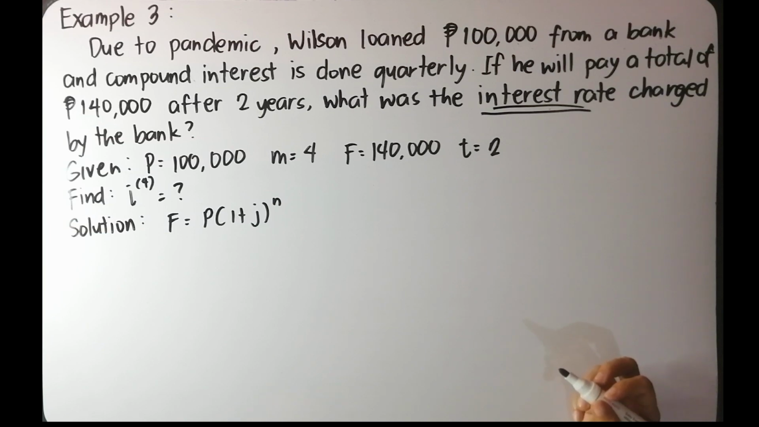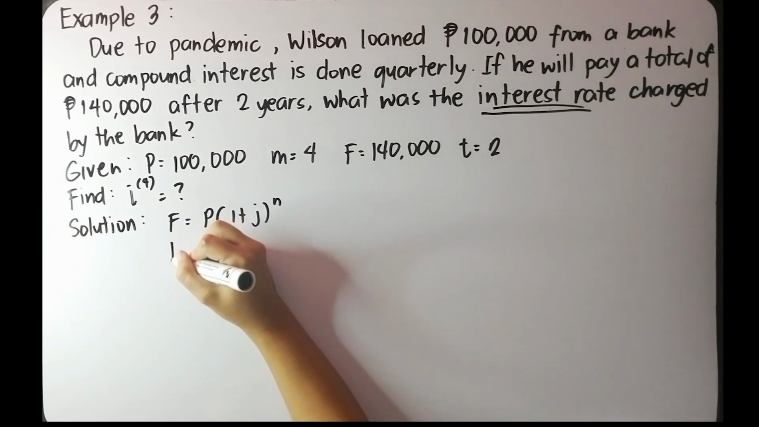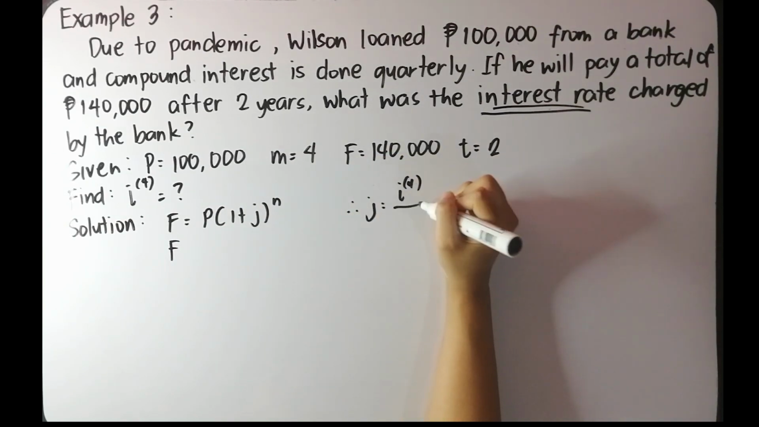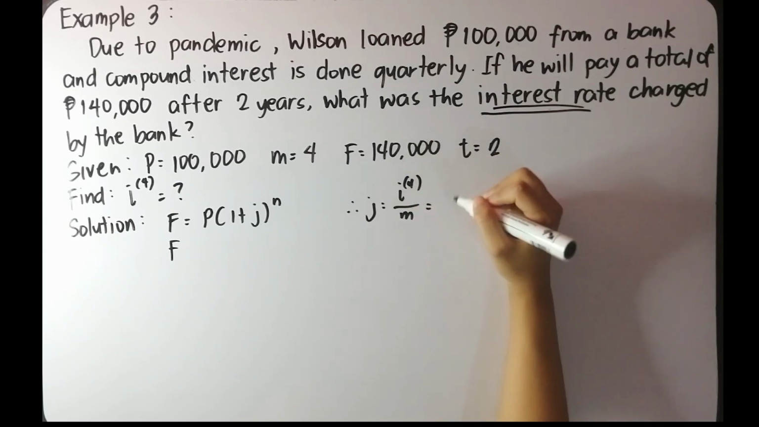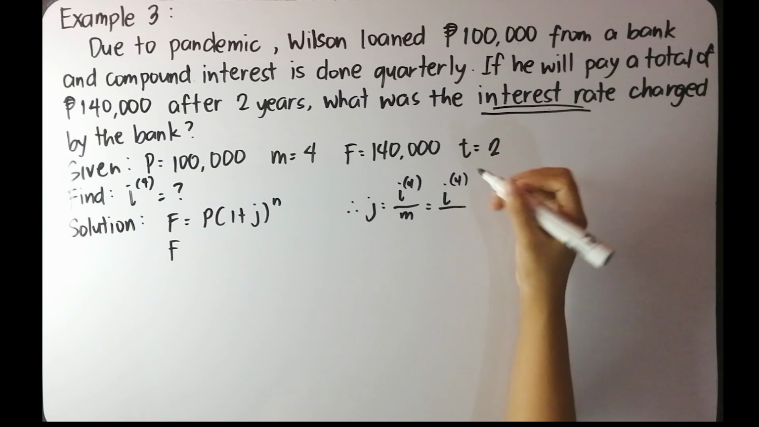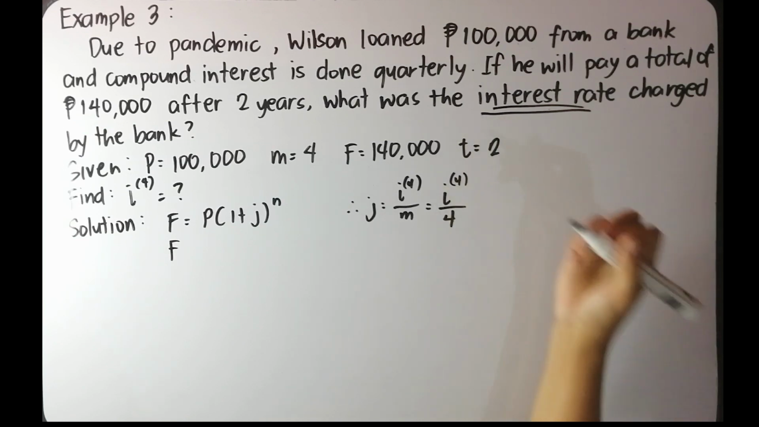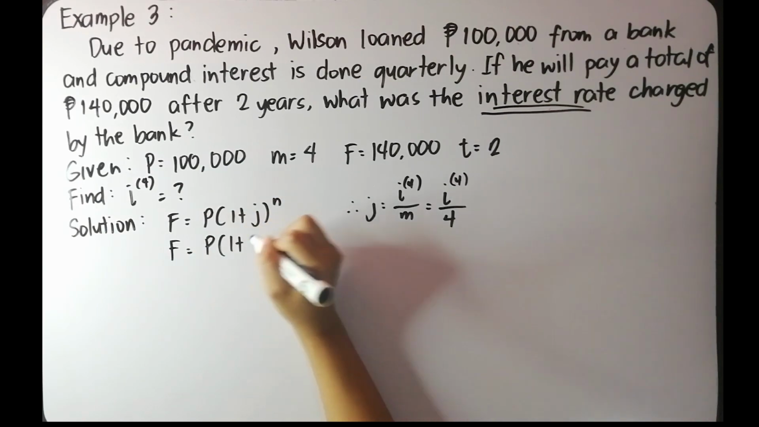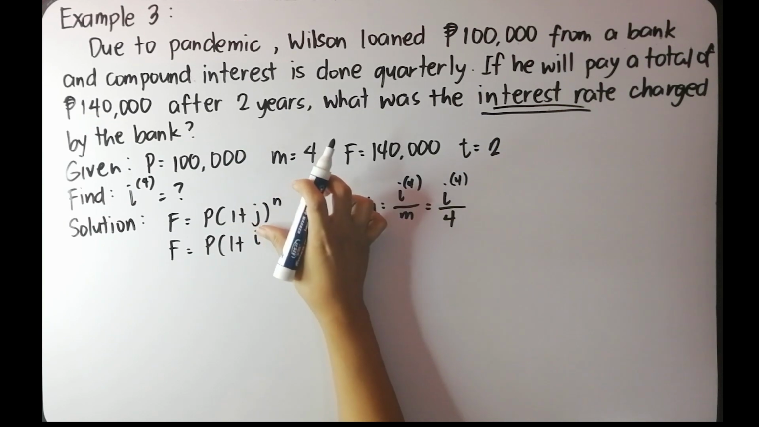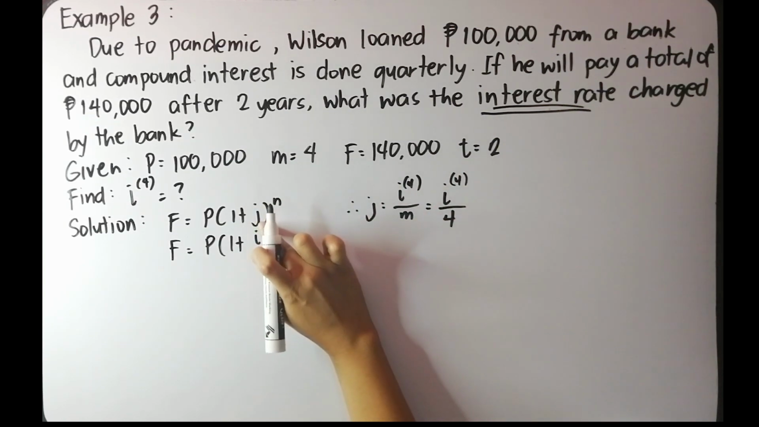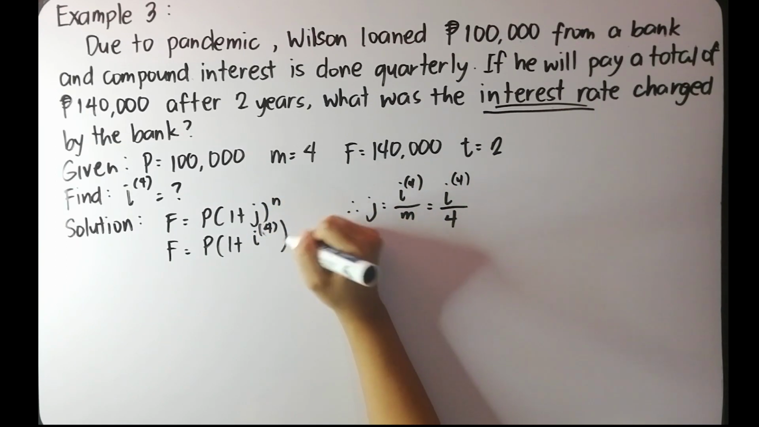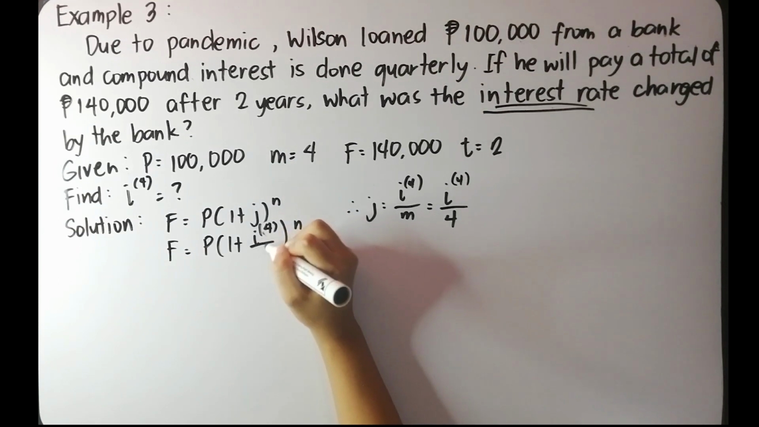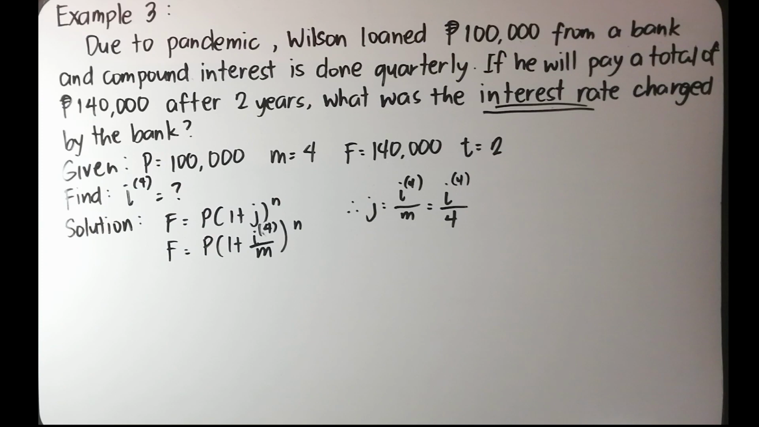Our j here is missing, because j is equal to i raised to 4 divided by m, or i raised to 4 divided by 4. So we have P times (1 plus i raised to 4 over 4) raised to N for our interest compounded quarterly. So let's substitute our given values.